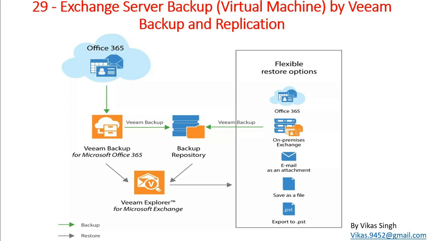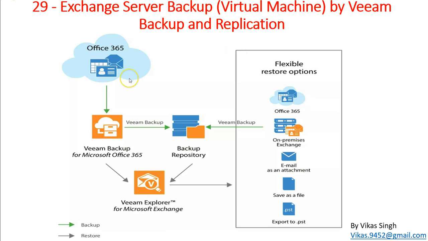And in this video I'm going to show you how to take Exchange Server backup by using Veeam Backup and Replication. So you can see by using Veeam Backup and Replication we can take the backup of Office 365 and on-prem Exchange both, and both are going to save at Exchange backup repository in Veeam, and then we can use Microsoft Explorer for Exchange to recover items from a repository by using the Veeam Backup and Replication server.